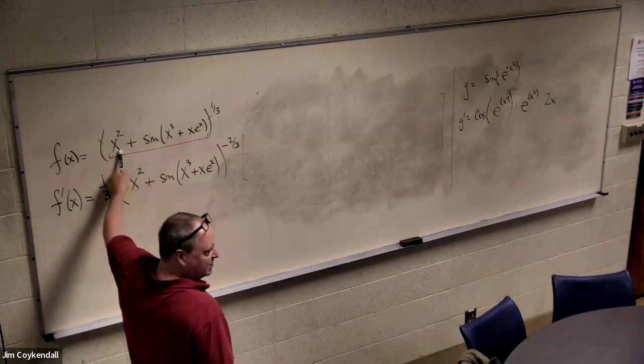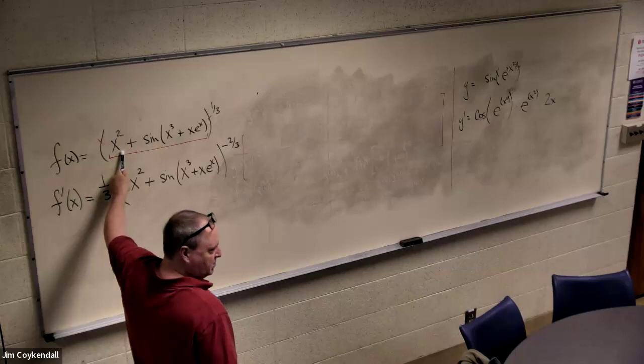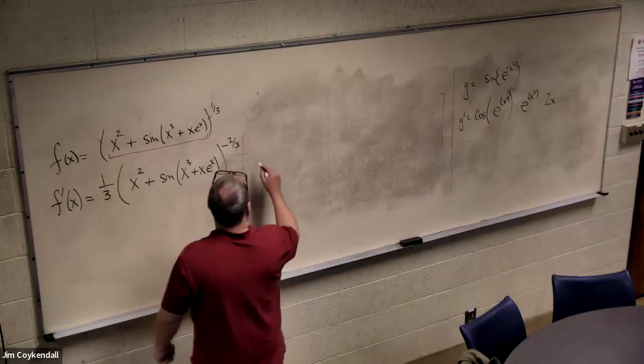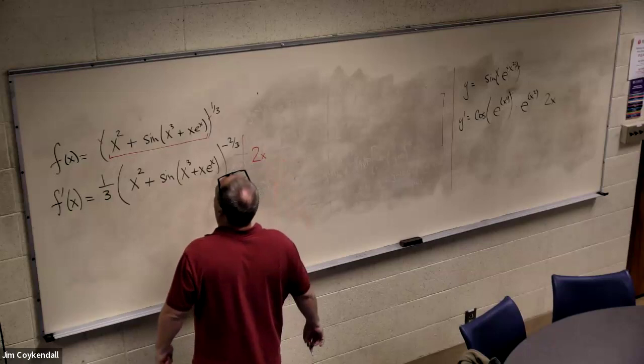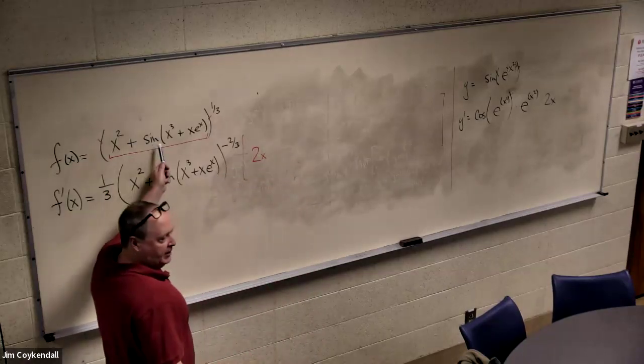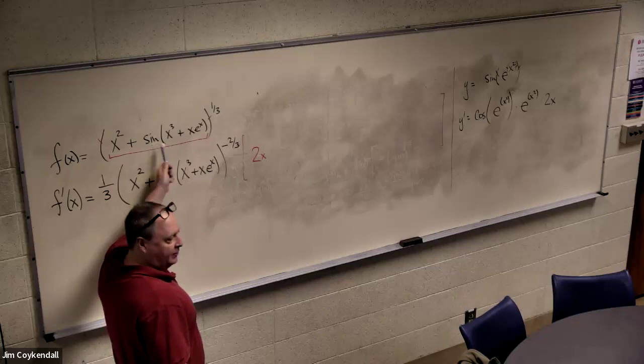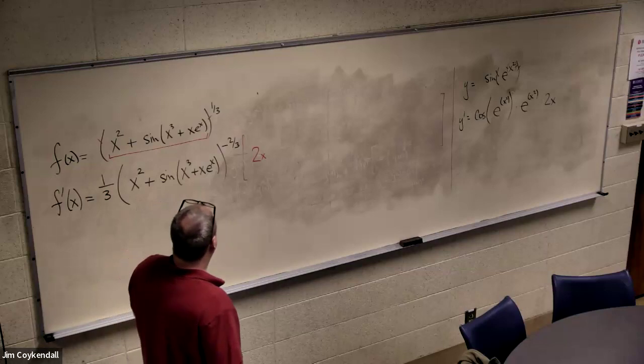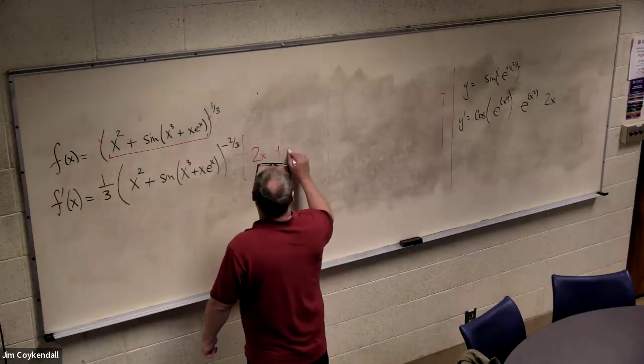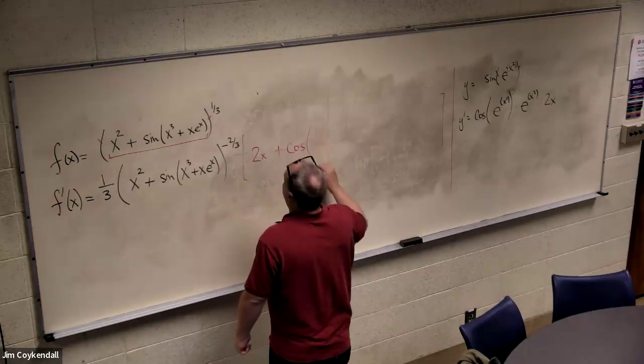Well, this is easy, right? Derivative of x squared is what? 2x. The other piece is a little bit more complicated. Right? It's sine of block. What's the derivative of sine of block? It is cosine. Okay.